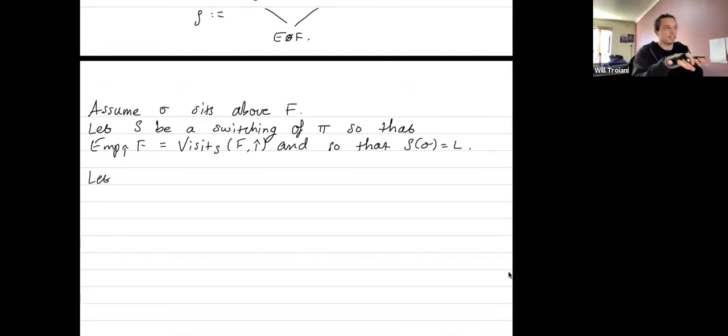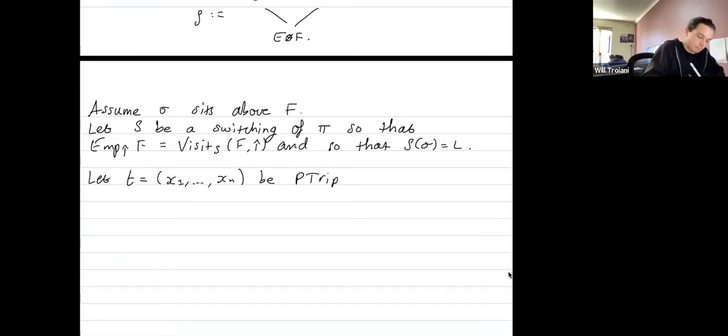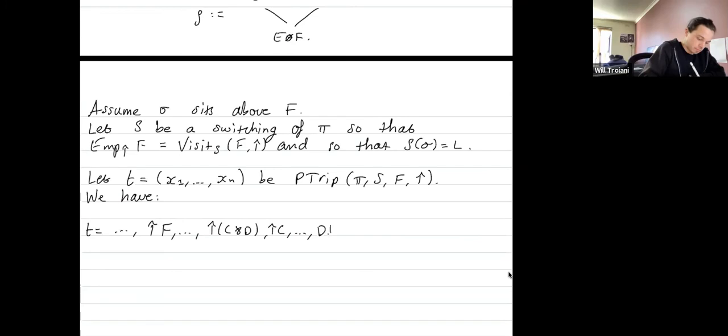Okay, and now we're going to look at a particular pre-trip, and then we're going to fiddle with the switchings and we're going to get a contradiction. That's a bit squished.